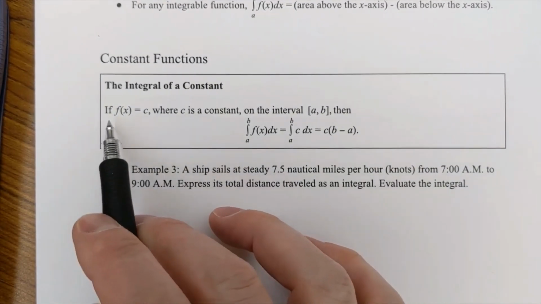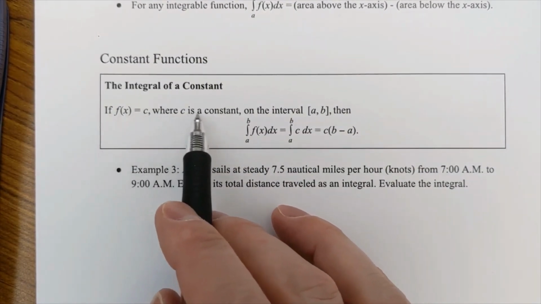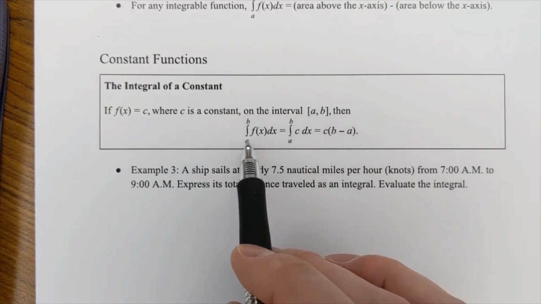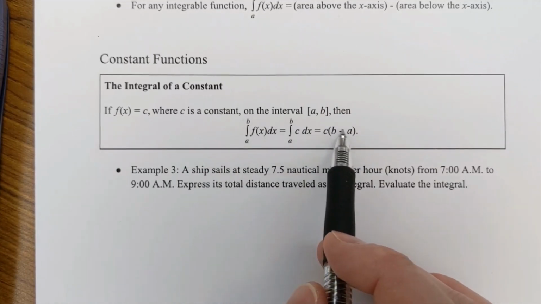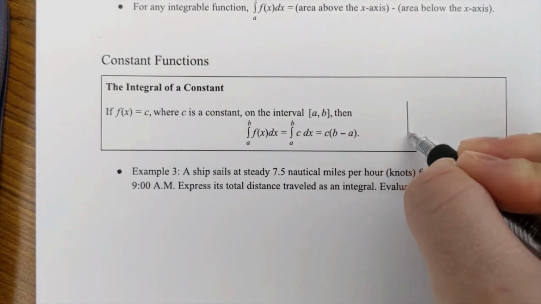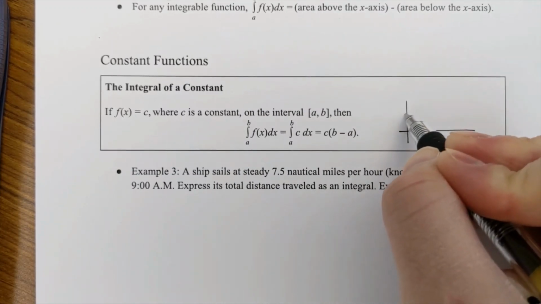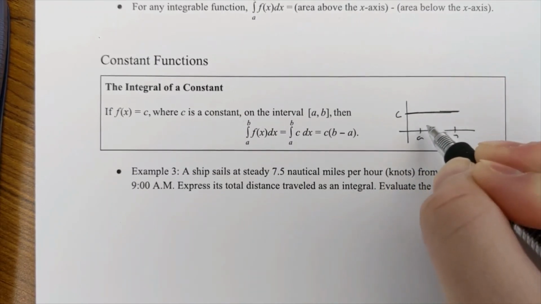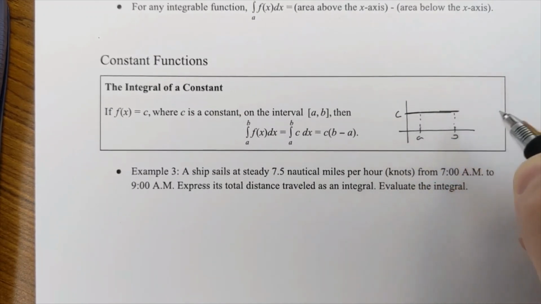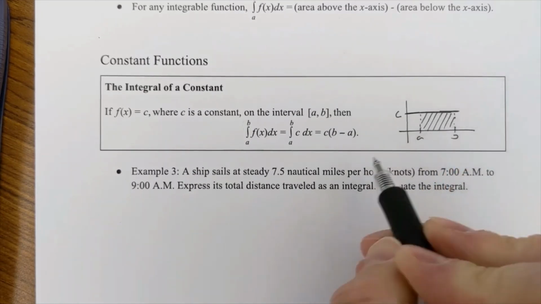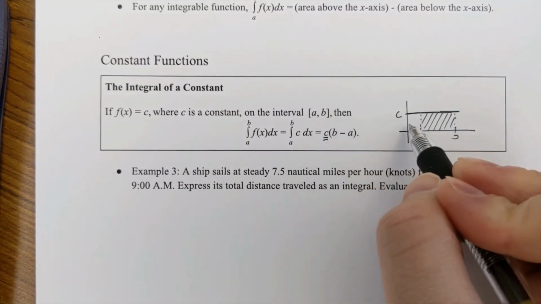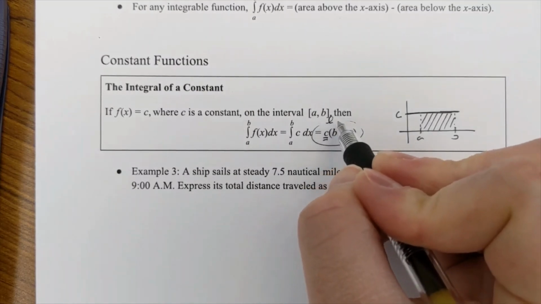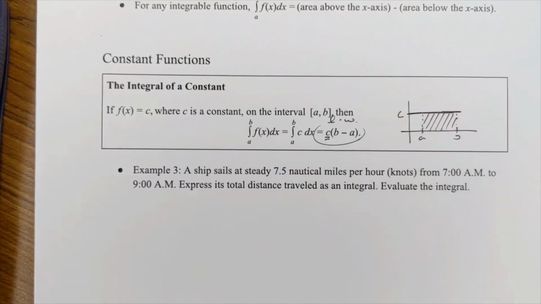Okay, so constant functions: if f of x equals c, where c is some constant, so a number or pi, things like that, on the interval from a to b, then this calculates out to this. If you think about that graphically, if a function is equal to a constant c, that means it's a straight horizontal line. Here's a, here's b. Integrating from a to b means you're just looking for the area of the rectangle. The height of the rectangle is c. The width of the rectangle is the difference between these two numbers. So this equation is essentially length times width, a rectangle.